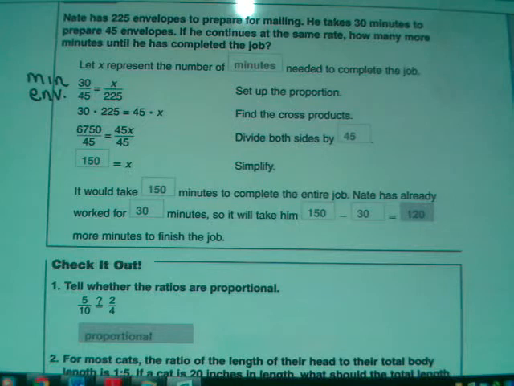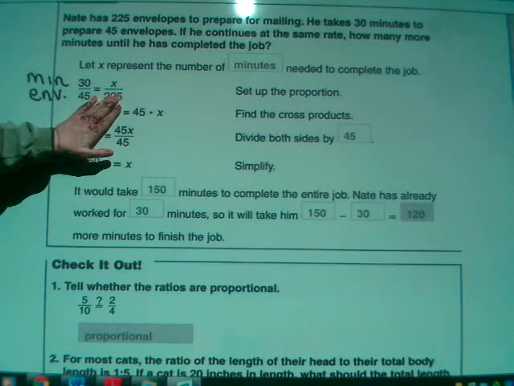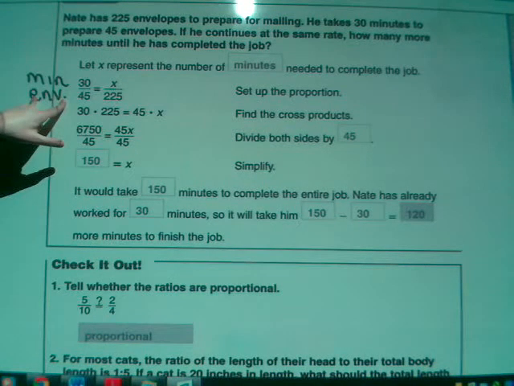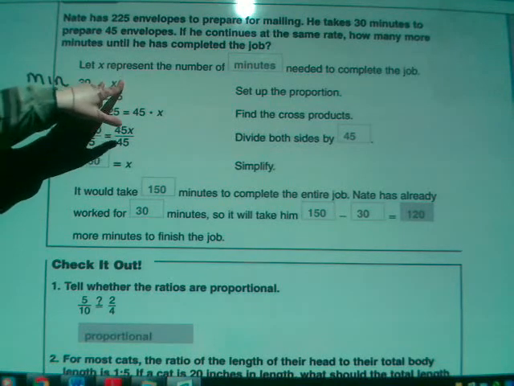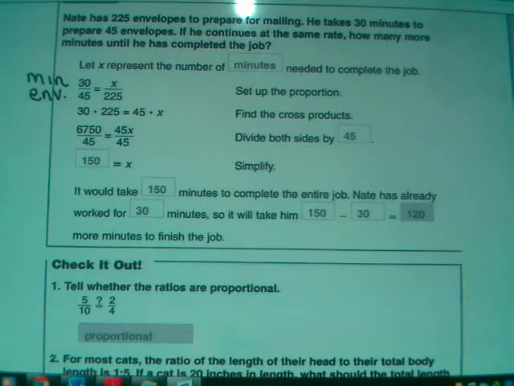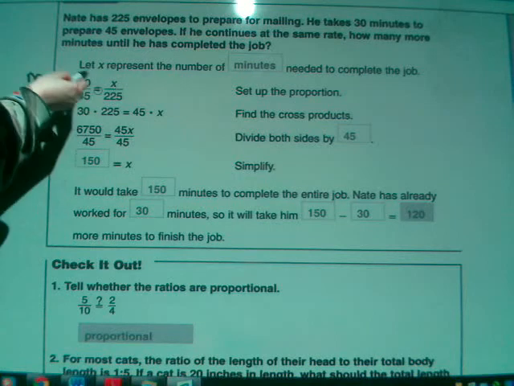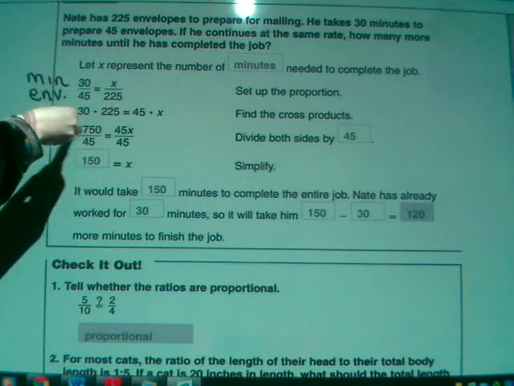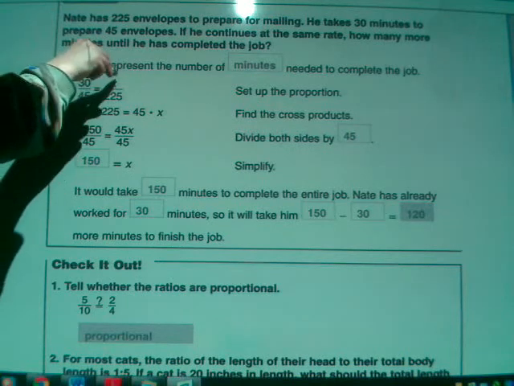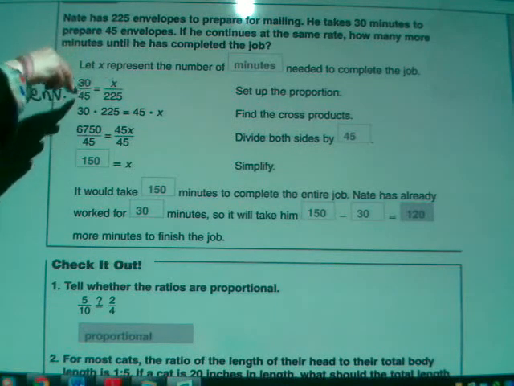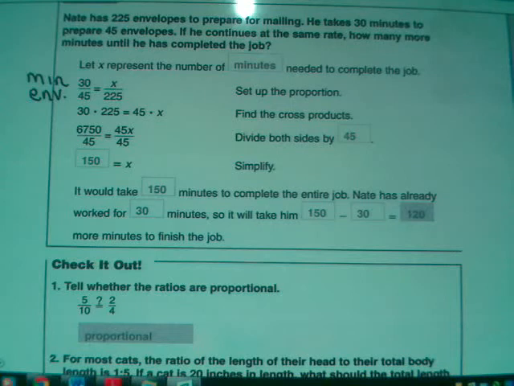They want to know about preparing 225 envelopes. So when we look at the fraction over here on the right, notice since the envelope number is in the bottom, over here it's also in the bottom, and the top is my mystery x, because that's what I'm going to find. So now we can solve this by cross multiplying. On the diagonal of 30 and 225, the result is 6750. So we know this other diagonal, 45 times x, has to be the same as 6750.